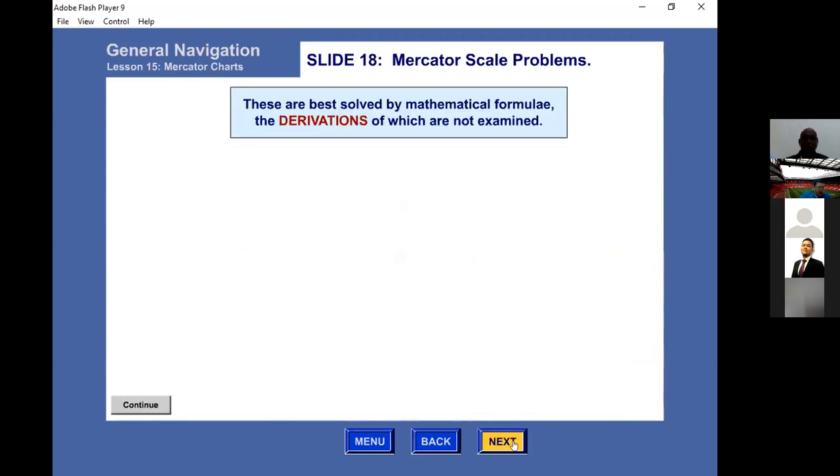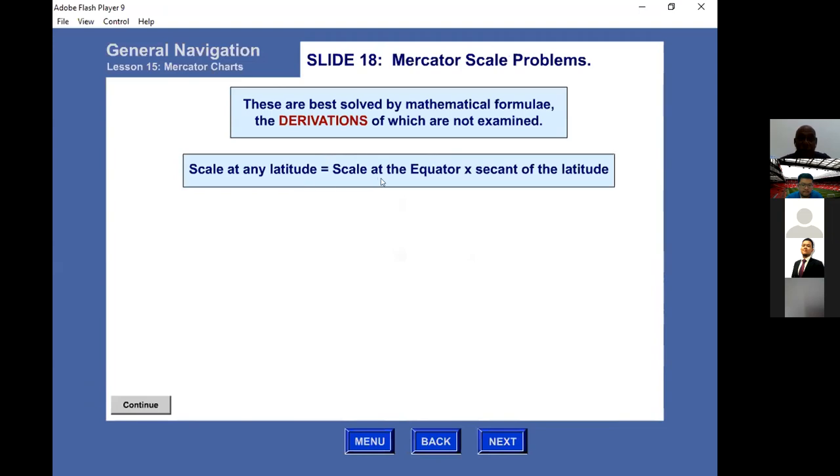Now, we have to get to the derivation of the scale. You don't need to know the derivation. It is derived from the departure formula. When you talk about scale, the scale at a particular latitude is equal to the scale at the equator into the secant of that latitude. This is derived from the departure formula, but it's not important, so we won't go into the derivation. It's a very simple derivation, but there's no need to go into it. But this is your formula: scale at any latitude is equal to the scale at the equator into the secant of that latitude, or 1 by cos of that latitude.